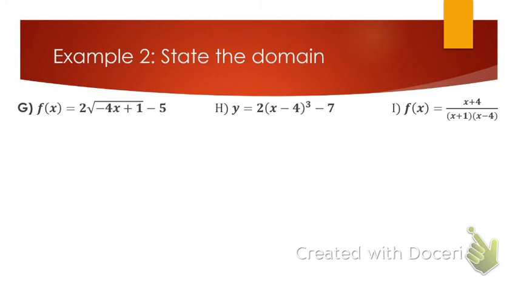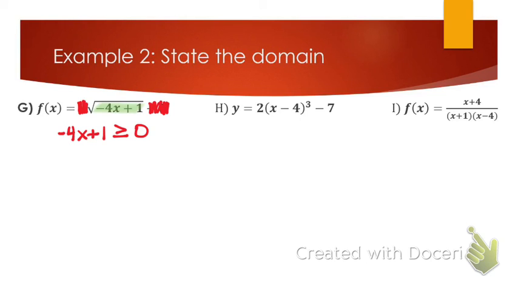So for G, we do have a red light. Only this part, this is the only part I'm concerned about. That part of your equation is why we have a red light. So you take that and only that piece, set that greater than or equal to 0. This negative 5 does not affect my domain, and this 2 in front does not affect my domain. It's what's underneath the square root. Only take that piece, set that greater than or equal to 0, and let's solve it.